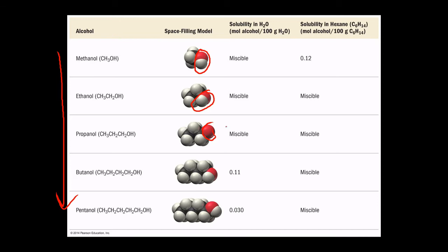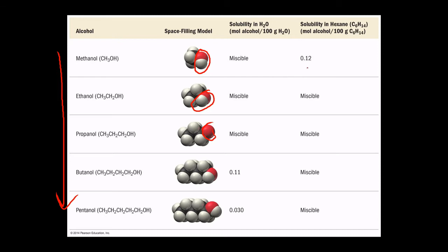And as we go down, we can see that these first three molecules are infinitely miscible in water, so any amount of these will dissolve in water. But then once we get to butanol and pentanol, yes, they are still soluble. There's some amount of it that will dissolve in water, but it is limited now, especially with the pentanol. It's not very much. You can't get very much pentanol to dissolve in water.